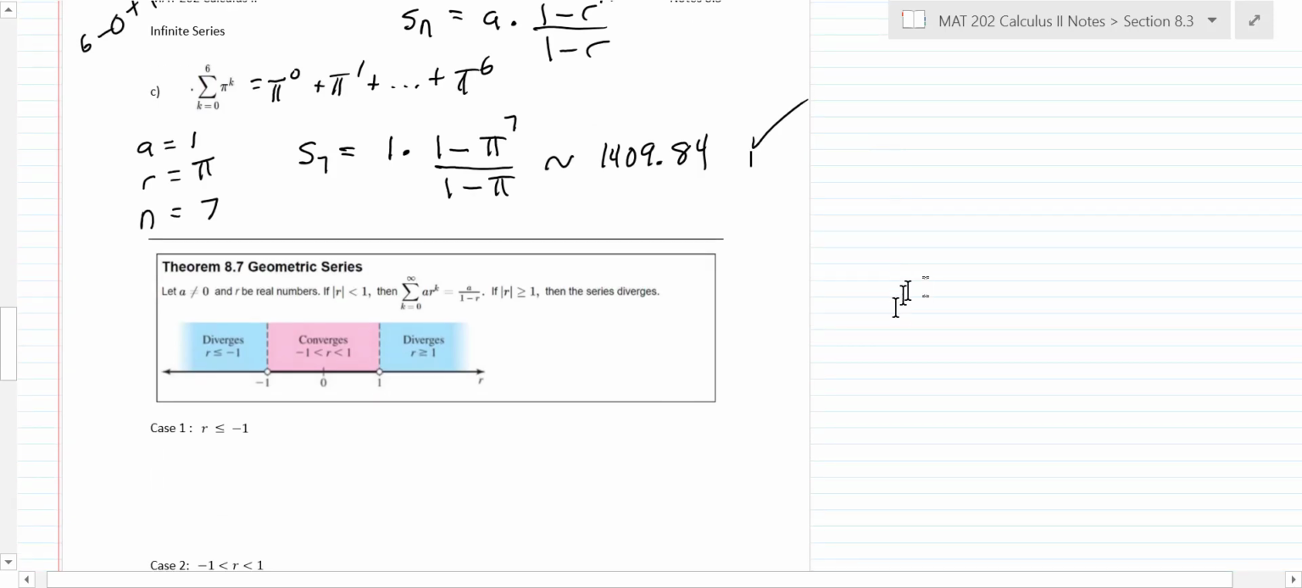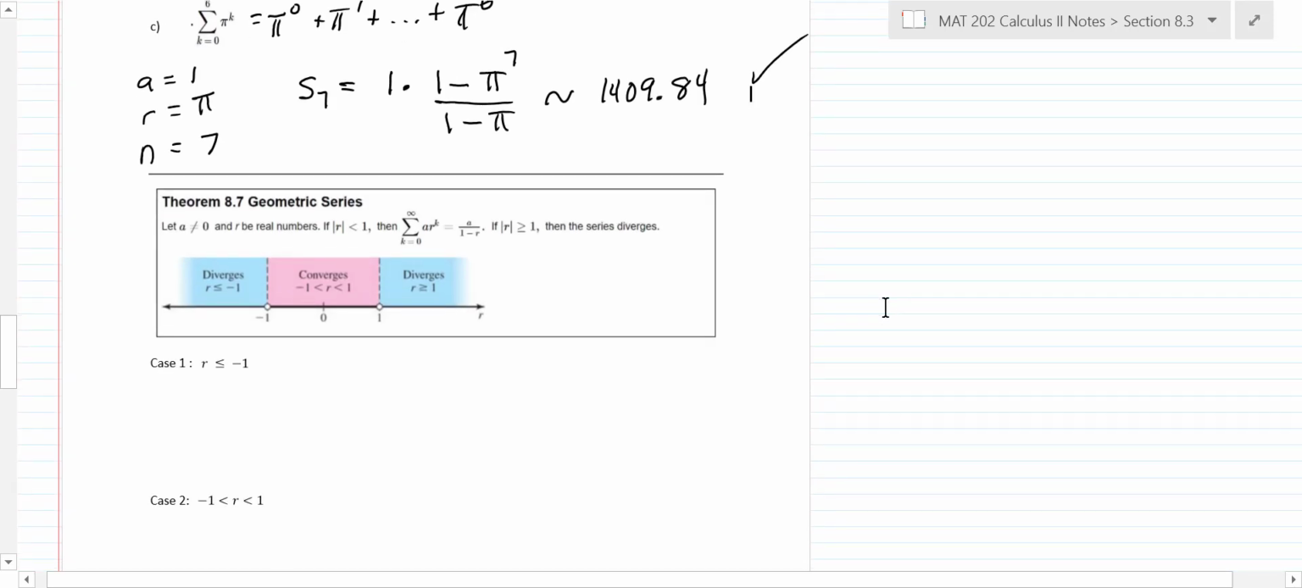Now, what we're going to talk about next is an infinite geometric series. And the infinite geometric series, you're going to represent this as k going from 0 to infinity now. And you still have that general form: a times r to the k. That's the general form. Of course, if a is 1, then that just becomes r to the k like that. The convergence on this is defined by what r is.